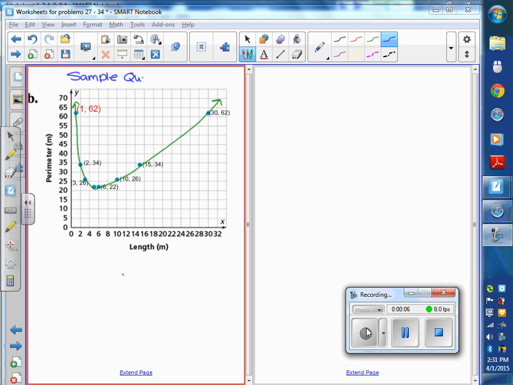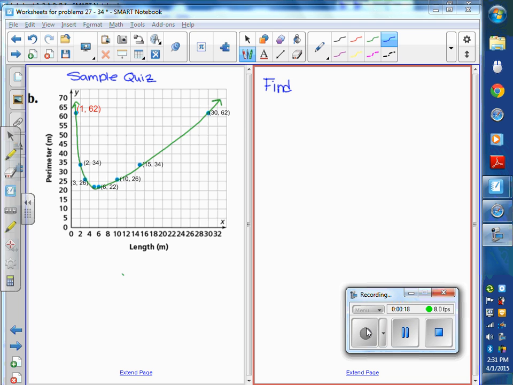So 27, if you were given just a graph like this, and you had to find the dimensions and the area of the following rectangles.